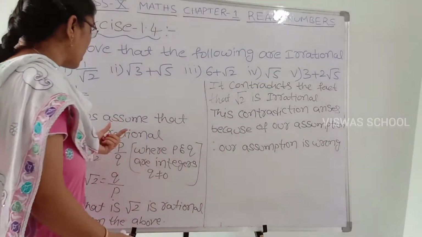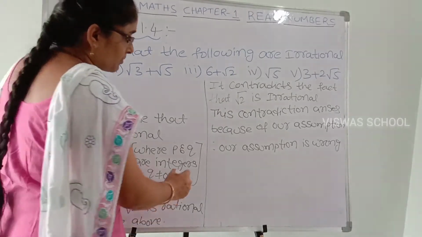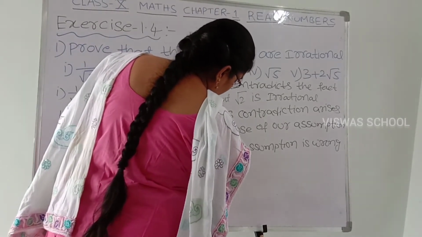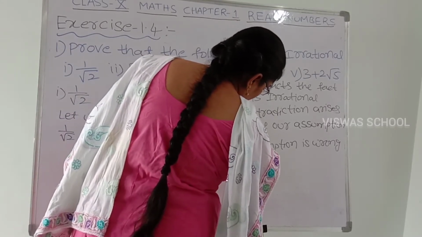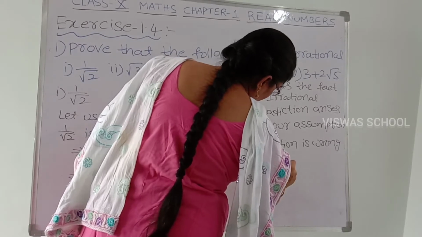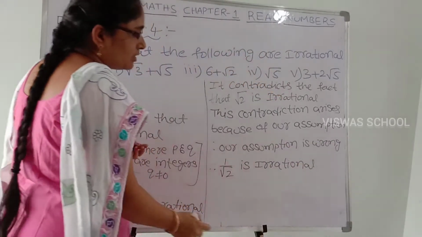Our assumption is wrong means what? 1 by root 2 is an irrational number. 1 by root 2 is an irrational number here.